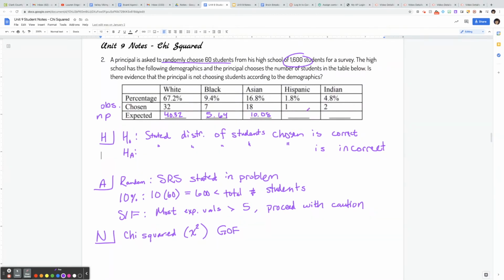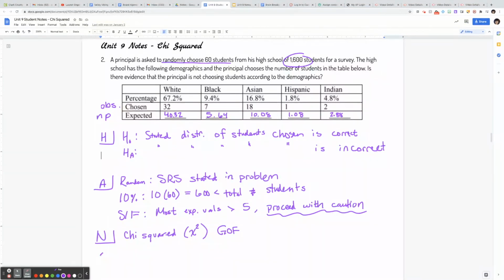So I have 1.08 here and 2.88. See how you have a couple of these expected values that are less than 5. Normally in a full-on AP question, this probably would not happen. But if it does, just go back to your assumption step and add this little disclaimer, proceed with caution.